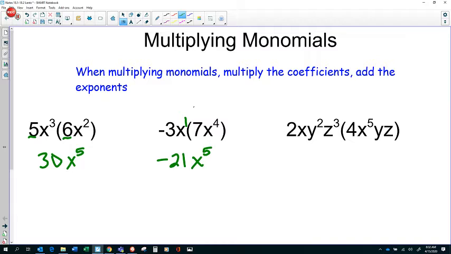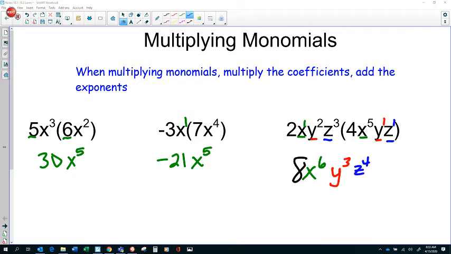Go ahead and try this one. I'm going to pause the video, work out this third one. Remember, only add the exponents together that match. So only add the exponents between the z's, the y's, and the x's. Go ahead and give it a try. Go ahead and pause the video.